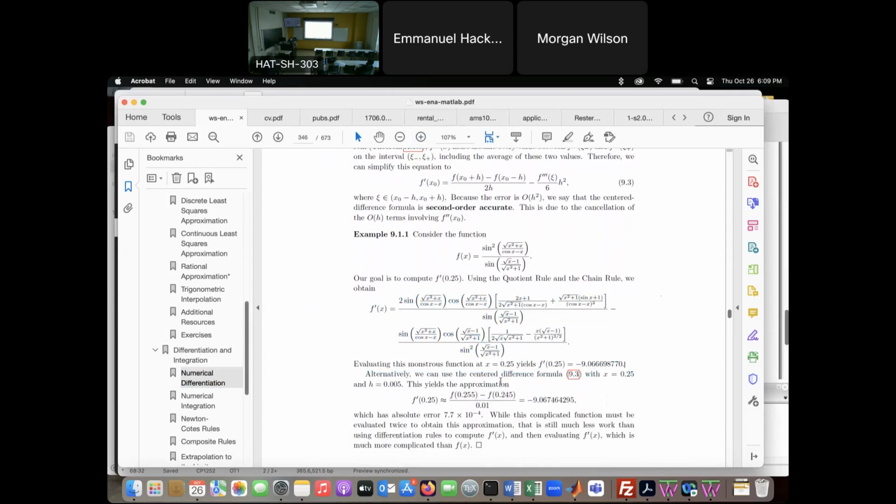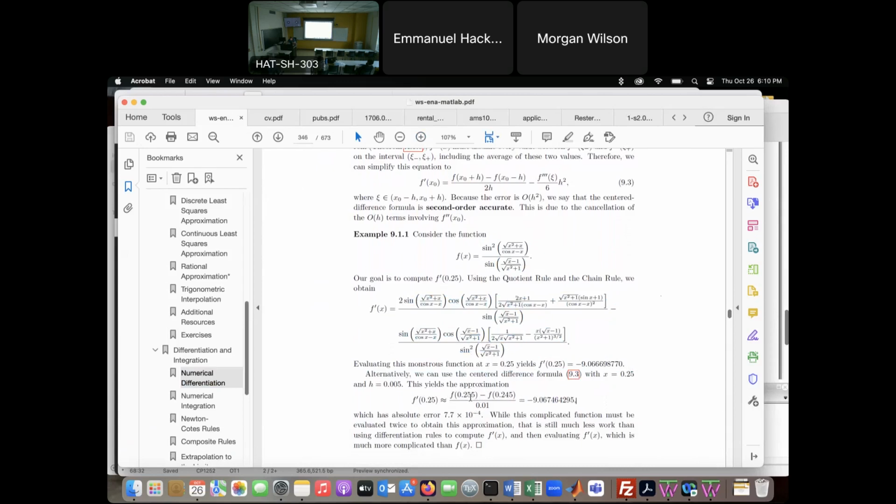But if I use the centered difference, with h equal to 0.005, so I'm taking this expression. Now this is not so nice either, but it's way nicer than this, certainly. And I evaluate that at these 2 points. Then I get this result, and that's accurate to a few decimal places. And I could have chosen a smaller value of h and done even better.